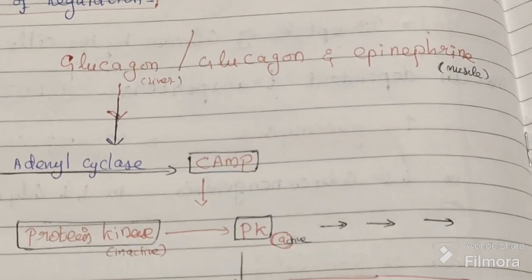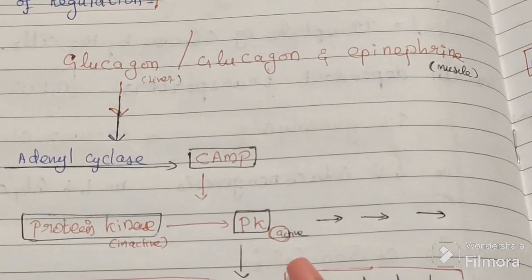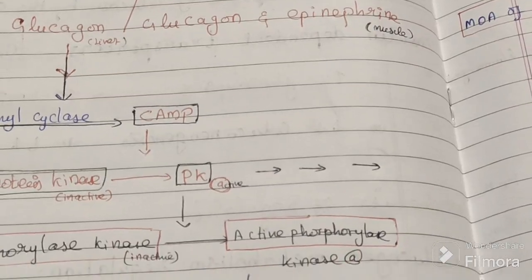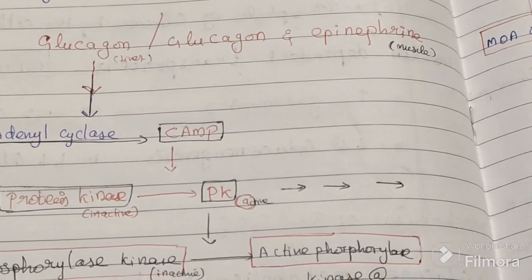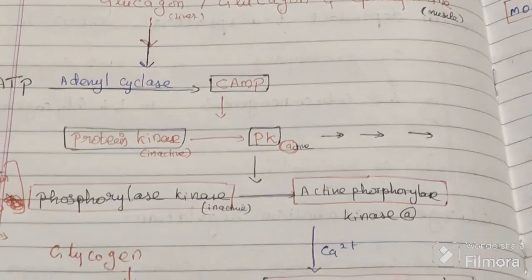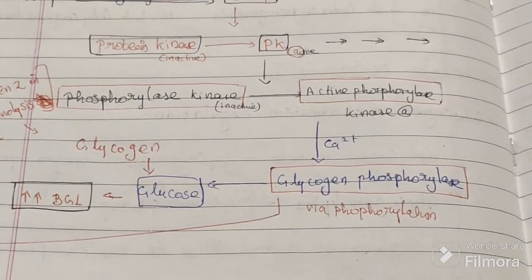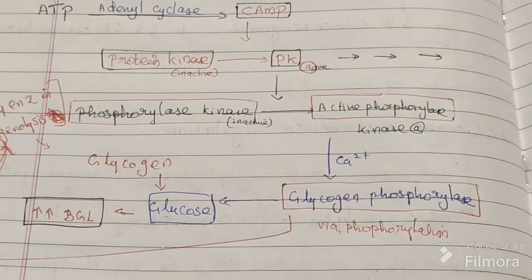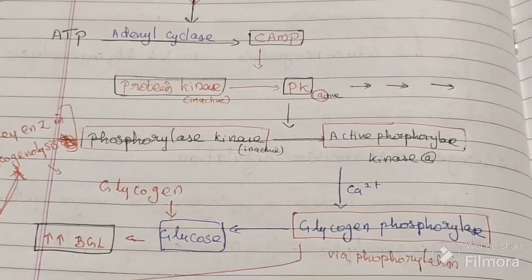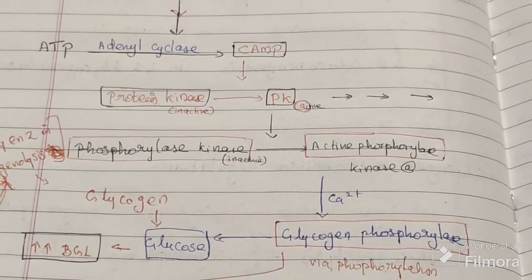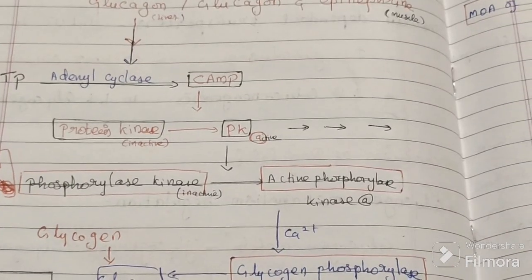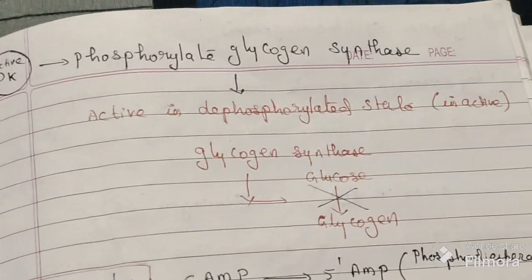Now, this active protein kinase phosphorylates glycogen synthase, which is active in the dephosphorylated state, and it becomes inactive due to phosphorylation. Due to inactive glycogen synthase, the glucose is not converted into glycogen.